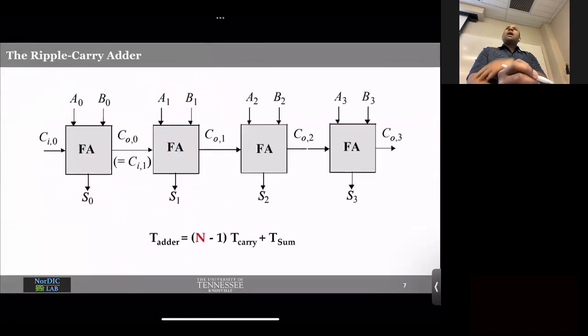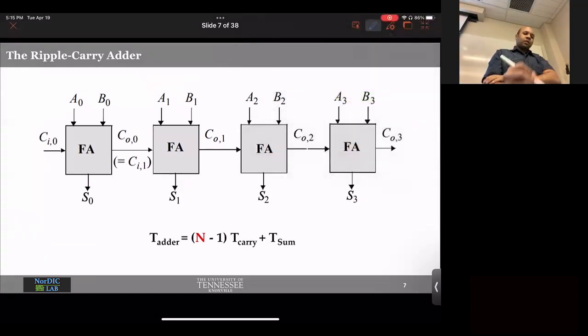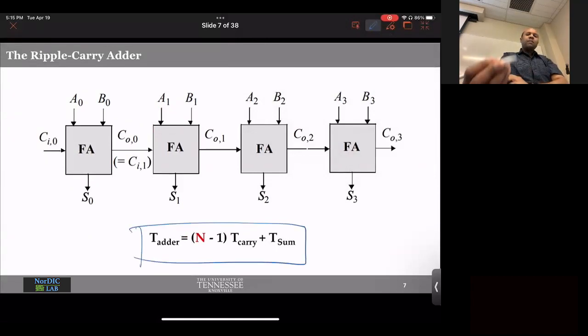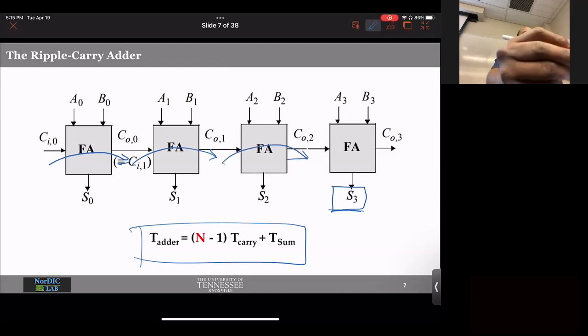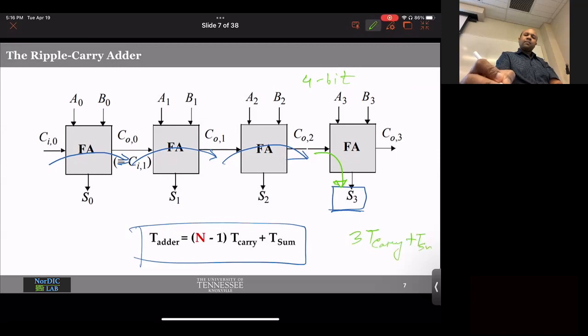Okay, now, having said that, remember two terms, T carry and T sum. Okay, let's try to make sense of this equation now. Let's see how much time it takes for us to get the final addition, S3. You have to go through 1 carry stage, 2 carry, 3 carry. Is ready? And finally, you need to go for a sum stage to get S3. So for a 4-bit adder, you need to have 3 T carries plus 1 T sum. Can I say that? How about a 5-bit adder?